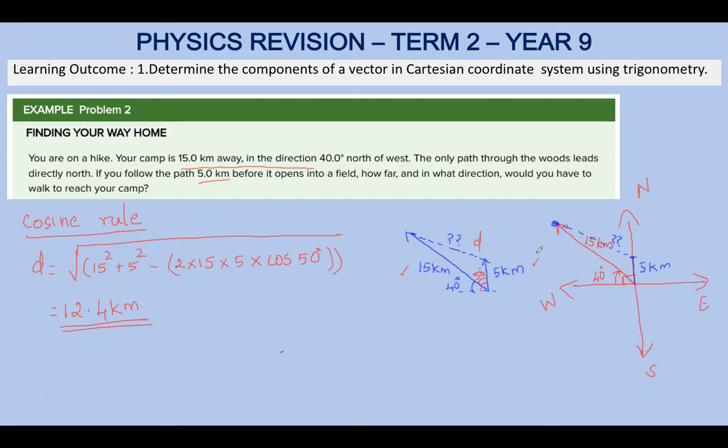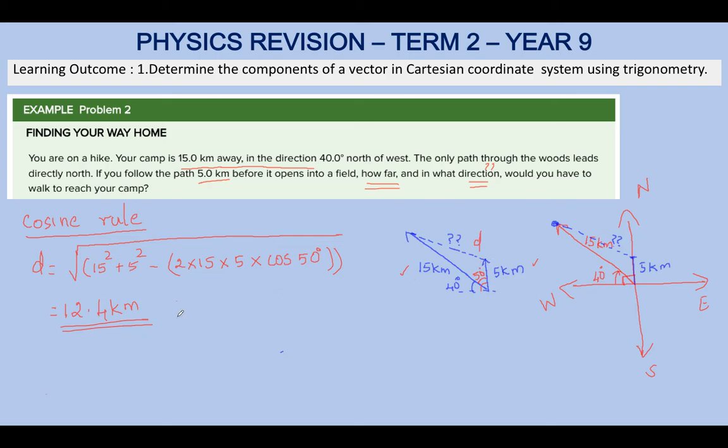Then it's easier. In the textbook, they have solved it by using the component method, which is also an alternative method. You split it into 15 cos 40, 15 sin 40, and then subtract it from 5 and make it into two 90-degree components, and then you calculate the Pythagoras theorem. That's a bit lengthy, but this gives you the answer in one step. Now we have found out how far. So the distance is found, and in what direction.